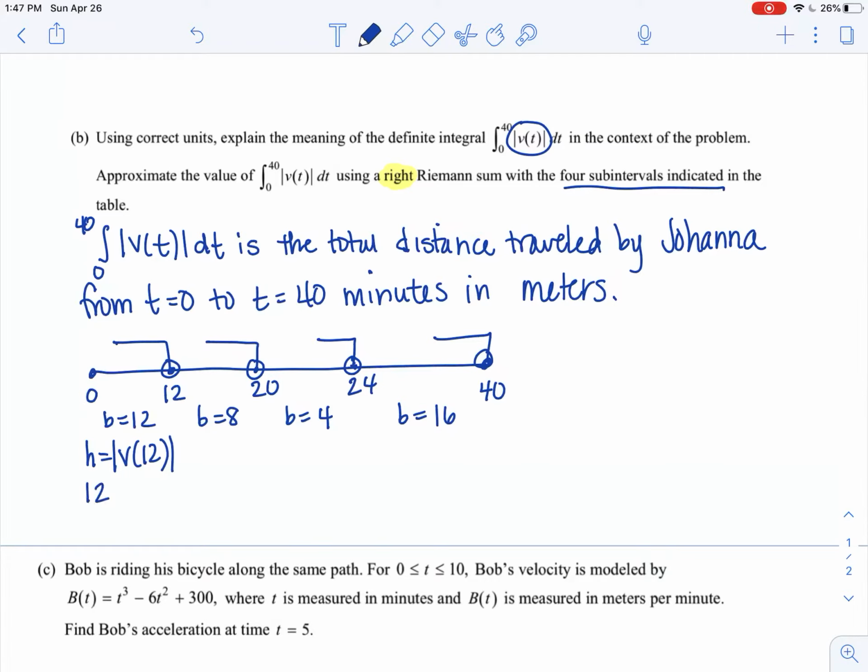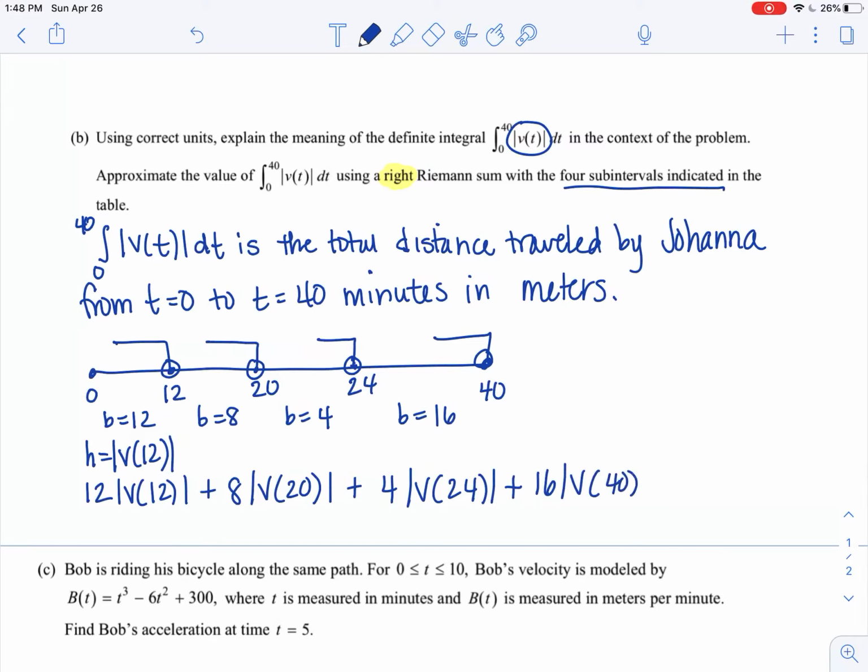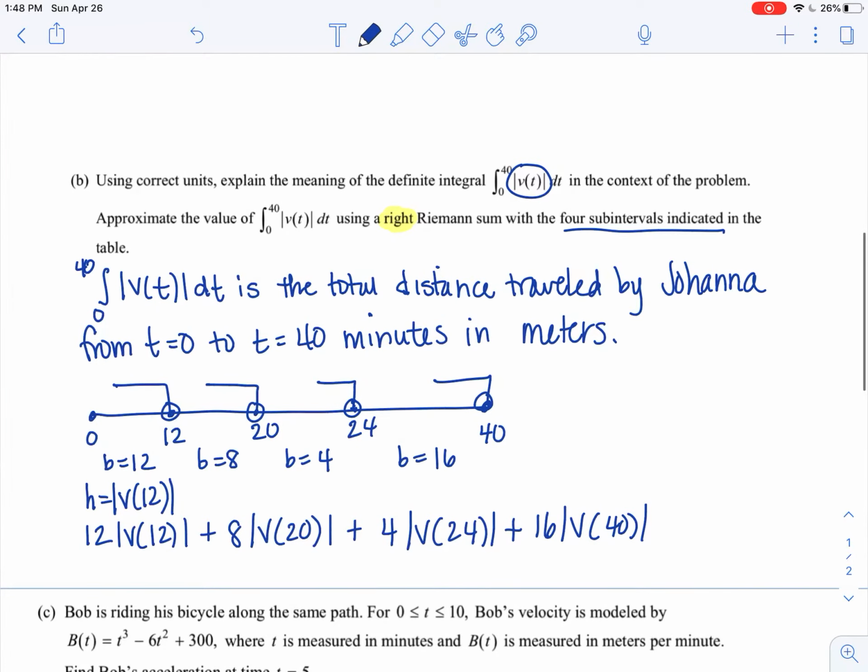So your function values are your heights. So when you set up this calculation, it's 12 times the absolute value of v12 plus 8 times the absolute value of v20 plus 4 times the absolute value of v24 and 16 times the absolute value of v40. Okay, so base times height plus base times height and so on and so forth.